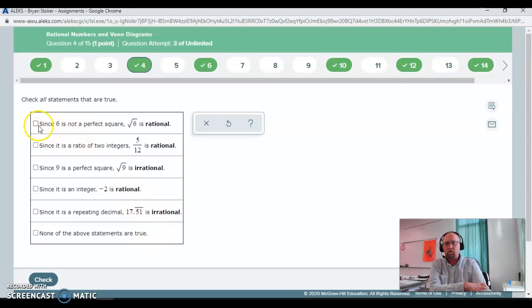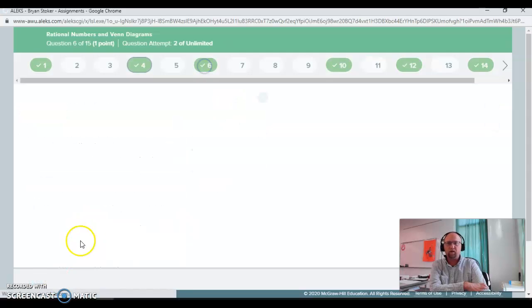All right. So that's not true because it's not a perfect square. That's a ratio of 2 integers. That's true. If it's a perfect square, it's rational. That's true. No. And then this last one, okay? So here I have 2. You might have 3. Just depends. Okay. Number 6.